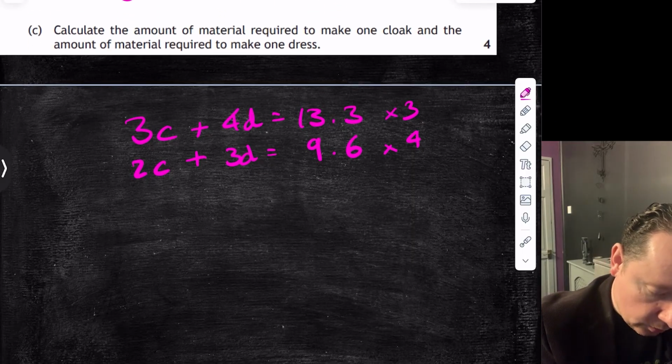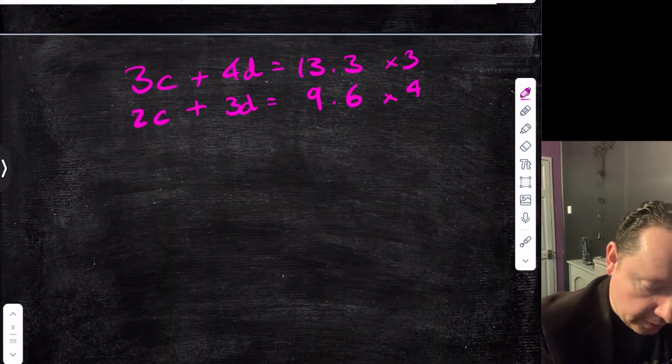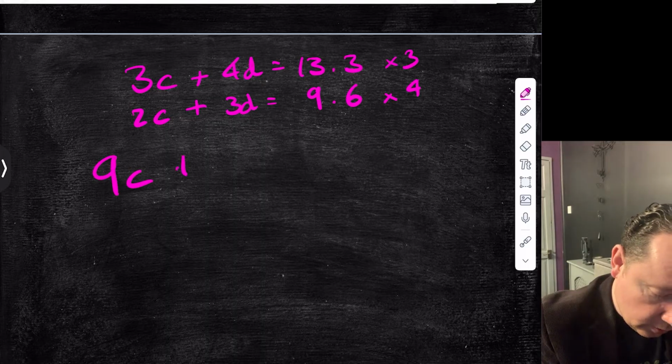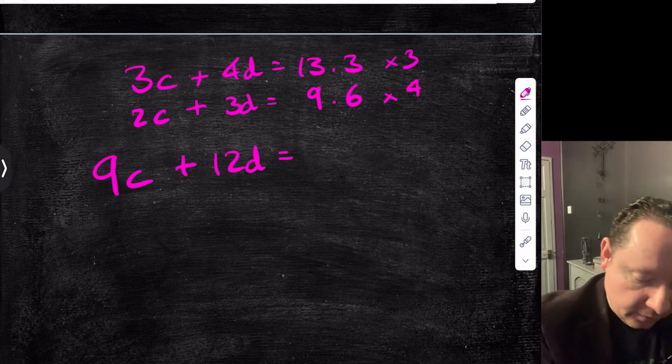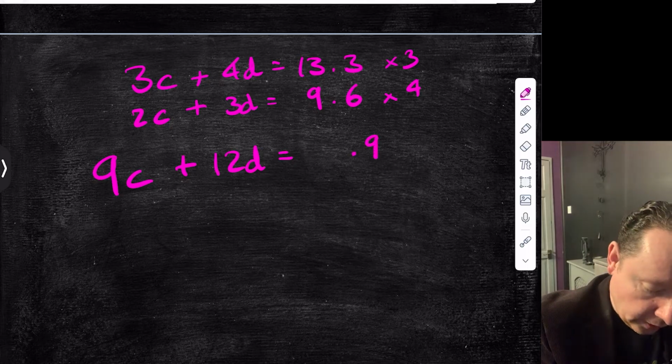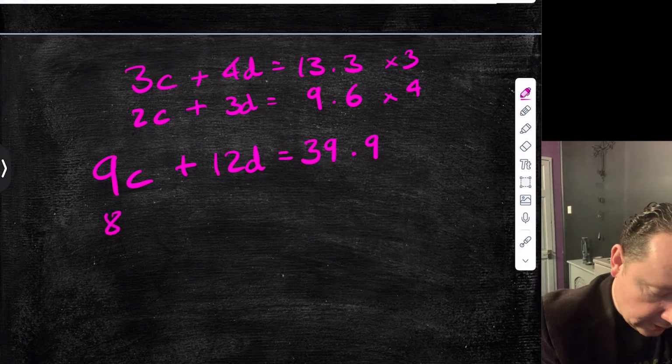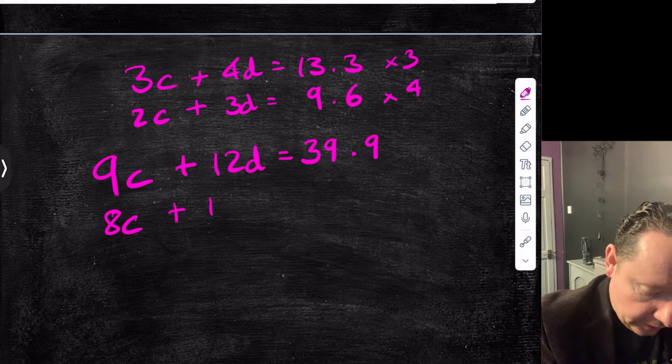This is non-calculator, so just be careful with your sums. 3 times 3 is 9C plus 3 times 4 is 12D. And if you have to do a sum at the side, you can, but 3 threes is 9, 3 threes is 9, 3 ones is 3. So I get 39.9. Bottom one, 4 twos are 8C, 4 threes are 12D.